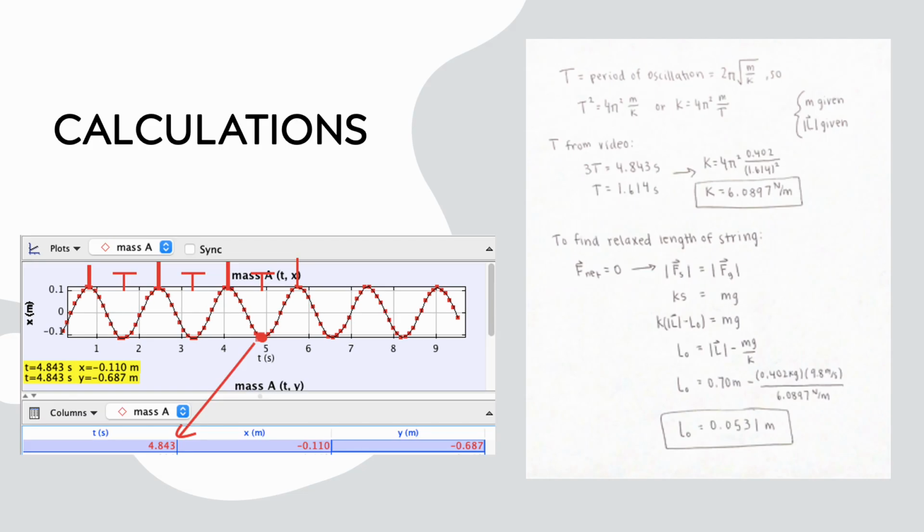To calculate the spring constant and the relaxed length of the spring, we used the period of oscillation, which is equal to 2π times the square root of m over k. We rearranged that to find k, and to find T, we used the graph from the Tracker analysis and just marked 3 periods, and we divided by 3 to find the average. And then we just put that in the equation because we know F net equals 0.